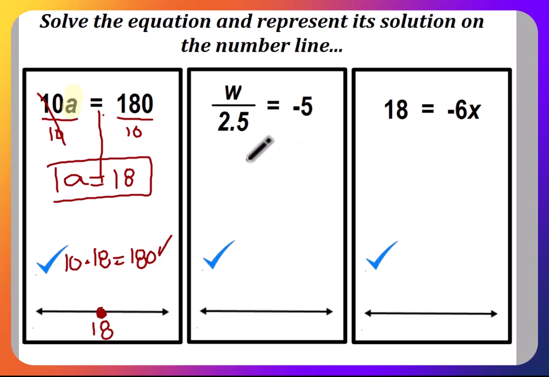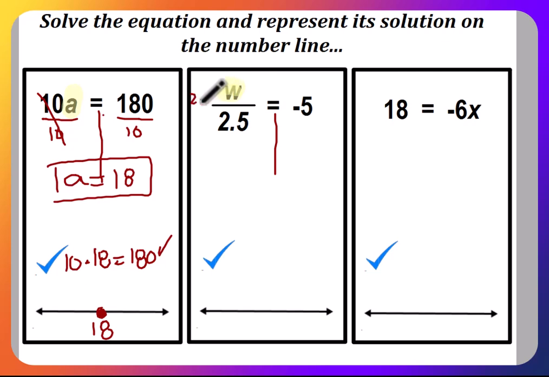Okay, look at the second one. Again, draw your line underneath the equal sign and then identify where your variable is. It's over here on the left. Now what is the operation being done with the variable? Well, it's in fraction form. This means to divide, so we're dividing. And the opposite of dividing by 2.5 is going to be to multiply by 2.5.